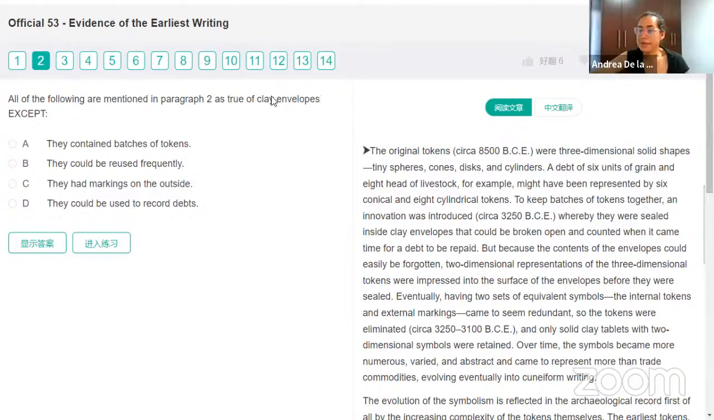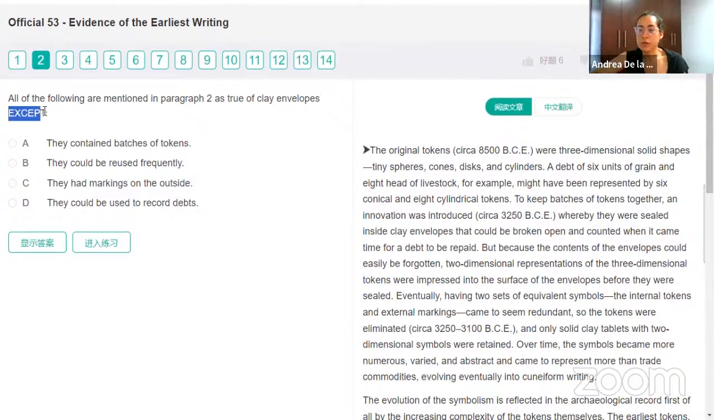Okay. So let's see. In this case, when we have except questions, tenemos que ver si nos preguntan de todo el párrafo o de una sola cosa. In this case, they're asking specifically about clay envelopes. So we search for that in the text. The first time where clay envelopes are mentioned is here. And it says, to keep batches of tokens together, an innovation was introduced, whereby they were sealed inside clay envelopes.